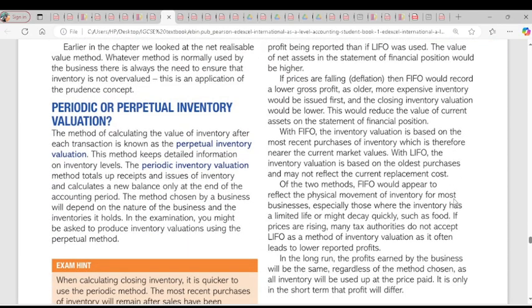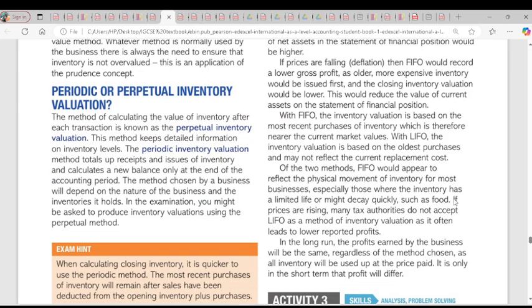Periodic or perpetual inventory valuation. We call it perpetual because we calculate our inventory for each transaction. For periodic, we wait till the end of the accounting year. So here I wrote perpetual inventory: the calculation of inventory value after each transaction. Then periodic: the calculation of inventory value at the end of the accounting period. Is it clear, please?